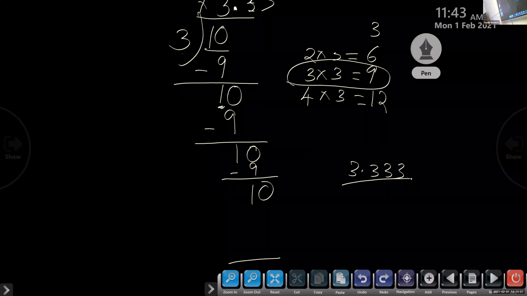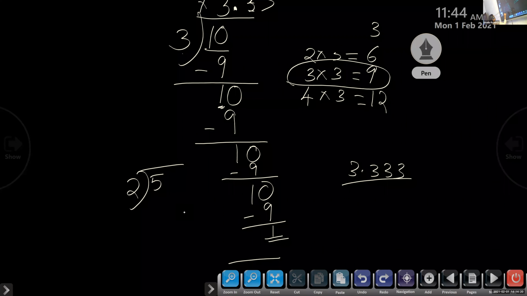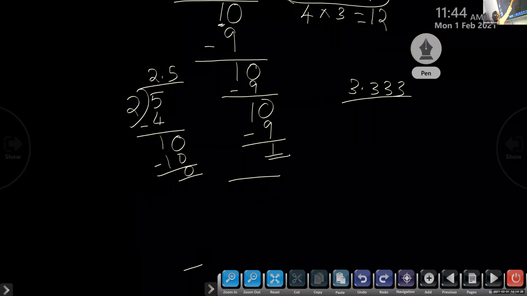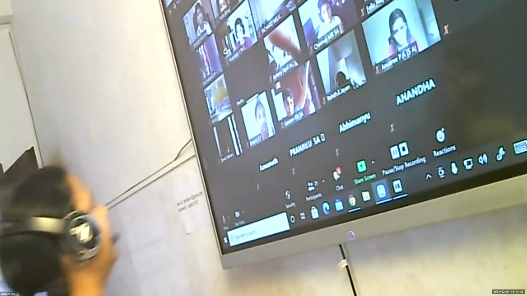So again, the remainder is not ending. The remainder will be again 1. So we will continue till 2 or 3 digits, 3.333. Okay, children, when we do 5.5 divided by 2, we got the answer as 2.5, because we finished here. 5 2s are 10, 10 minus 10, there is no remainder. But here, the remainder is still there, but we will not do more than 3 decimal digits.